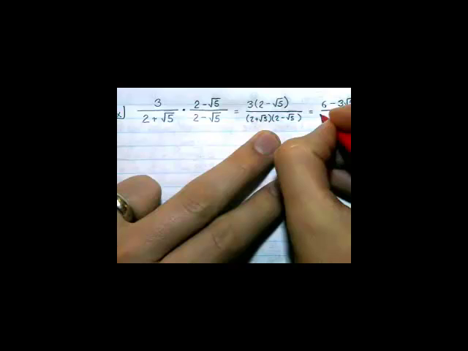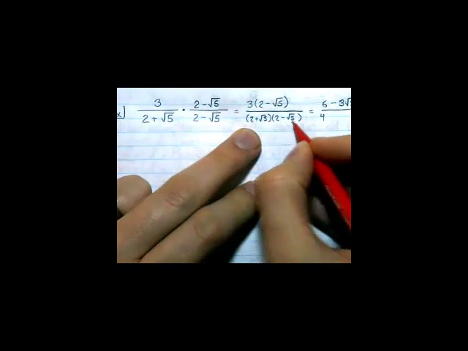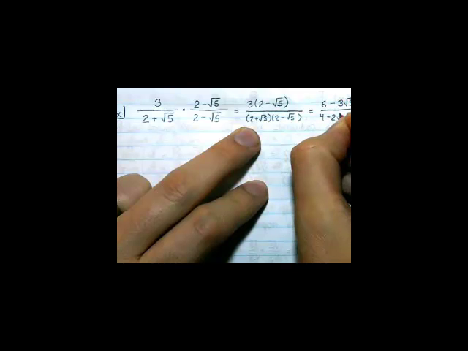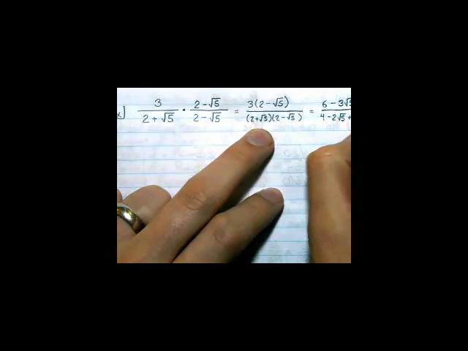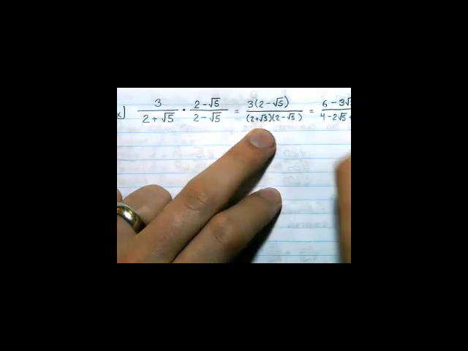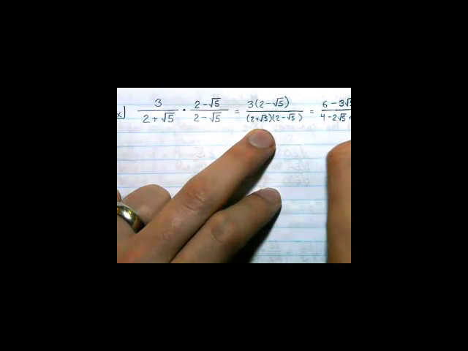Now in the denominator, I got a FOIL. I got a binomial and a binomial multiplied together here, okay? So let's do that multiplication here real quick. 2 times 2 is 4. 2 times negative square root of 5. And then square root of 5 times 2. And then square root of 5 times square root of 5. Okay, so that's all in the denominator. But there's a ton of cancellation that happens here now. If you take a look at that, what do you notice?